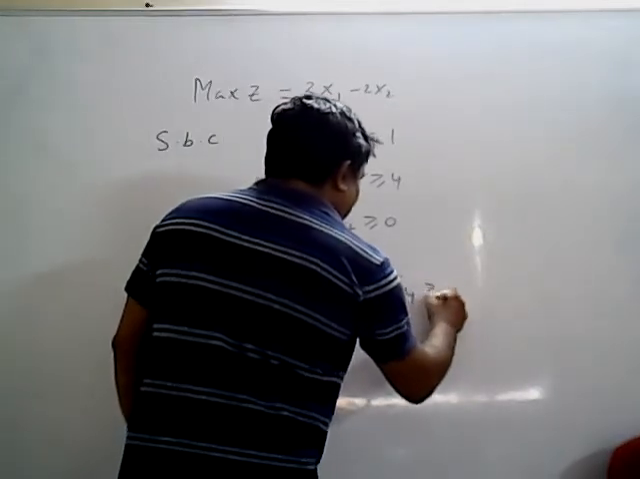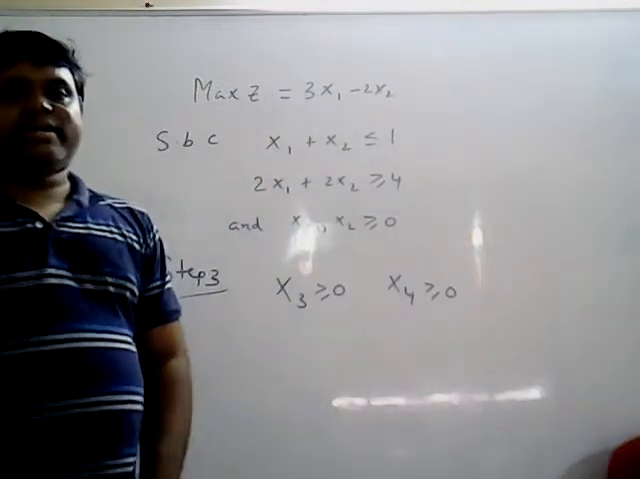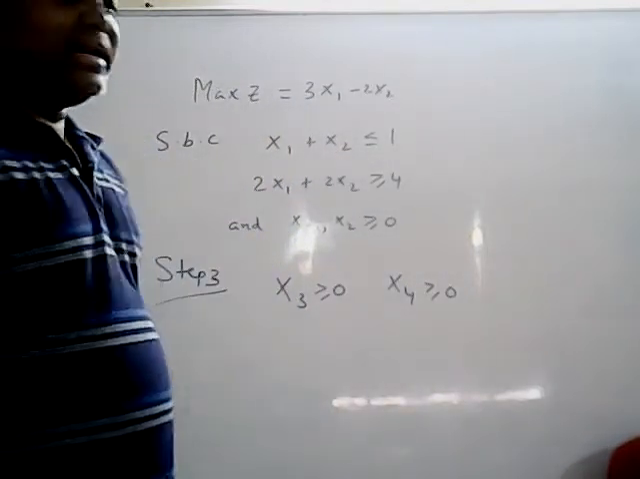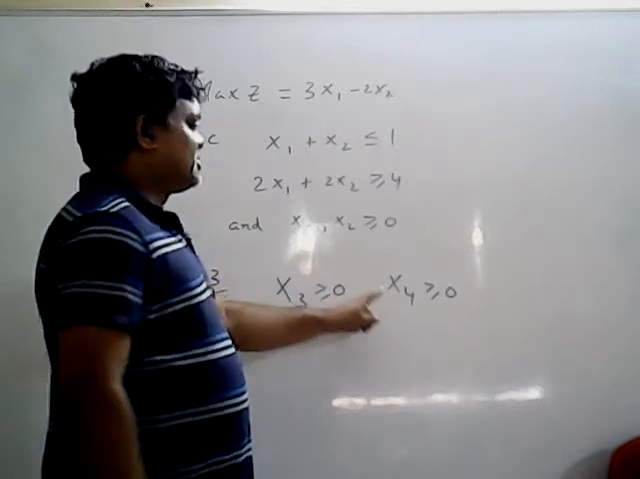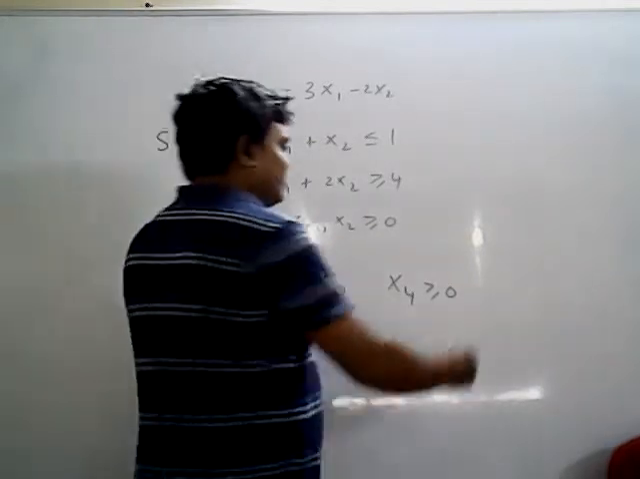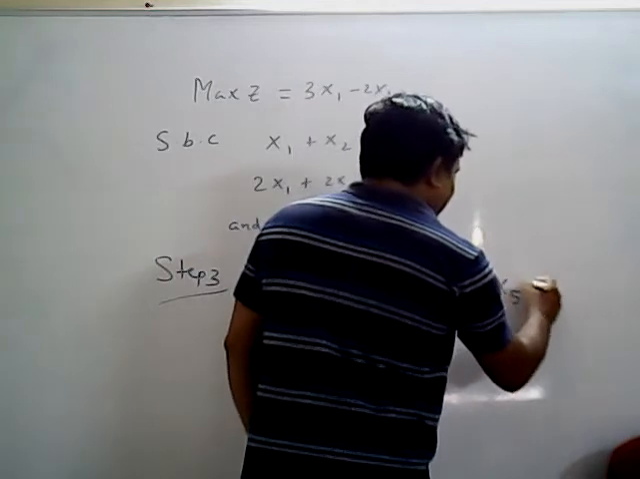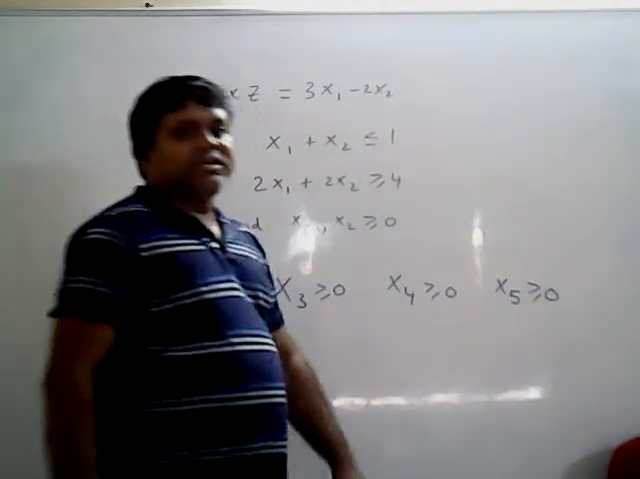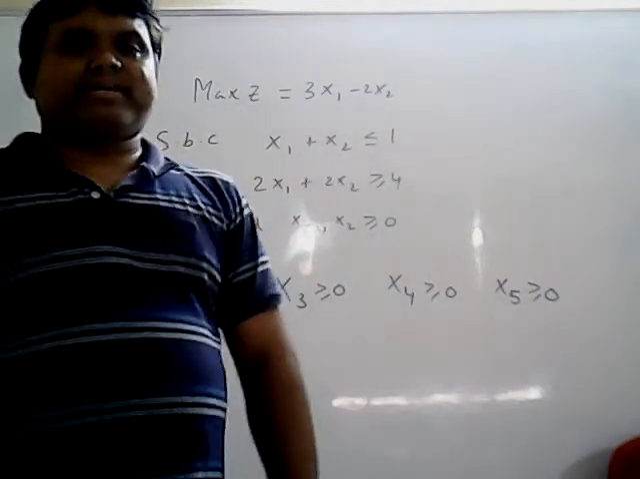x4 greater than or equal to 0, and an artificial variable. How many artificial variables are required? Only one surplus variable is used, so only one artificial variable is required. And artificial variable x5 greater than or equal to 0.